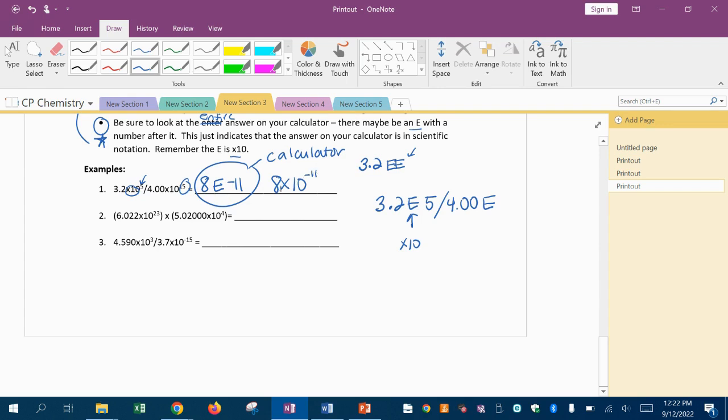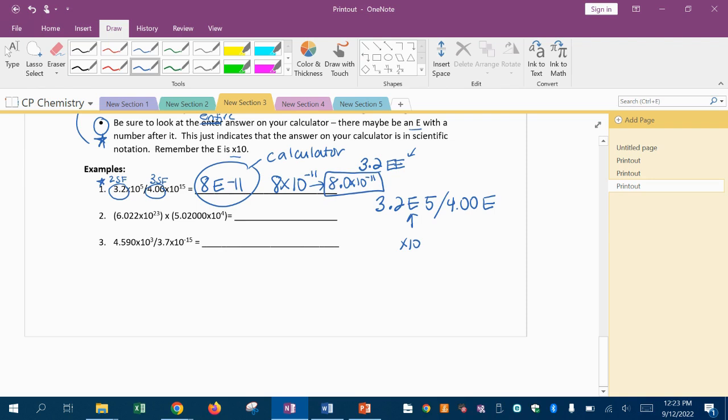So see how the E was a times 10. Now I have to go back and look. Do I have the right amount of significant figures here? If I look at this, I don't care about the times 10. 3.2, there's 2 significant figures. 4.00, that's 3 significant figures. My rule for division and multiplication says the least amount, so I get 2 significant figures. Right now, 8 times 10 to the negative 11th only has 1, so my final answer would be 8.0 times 10 to the negative 11th. There's my answer. All right, let's do another one.